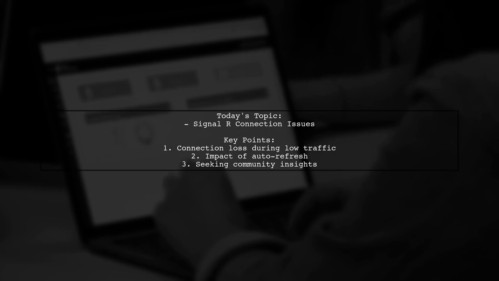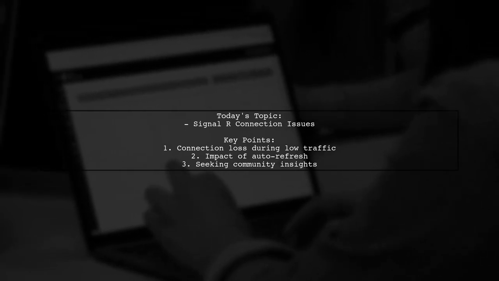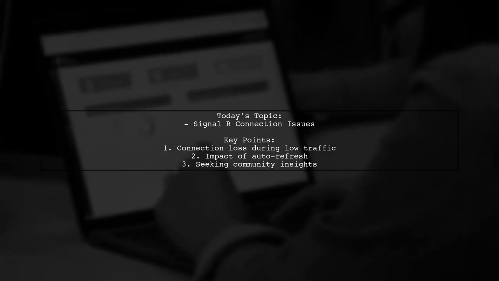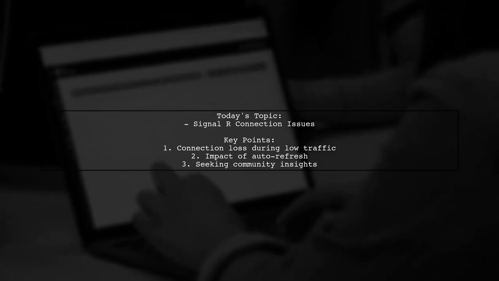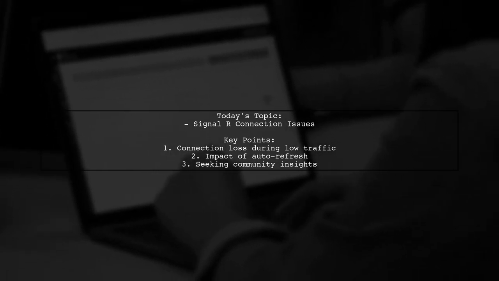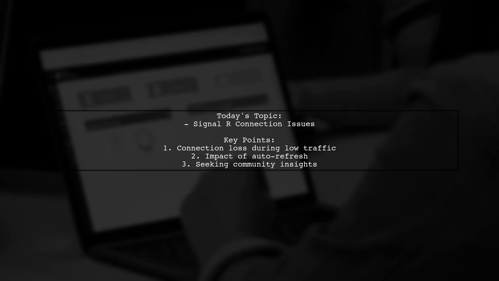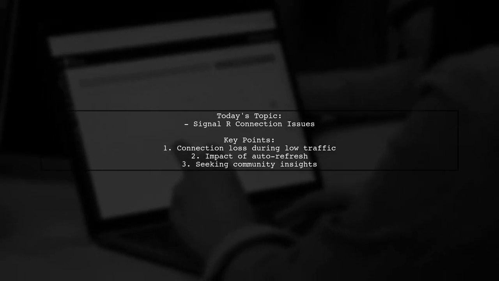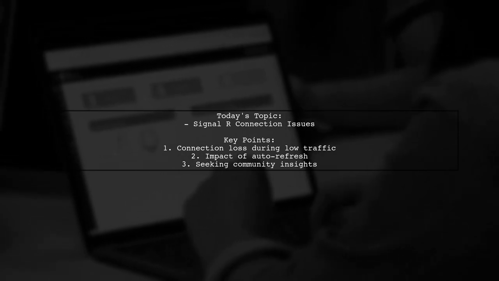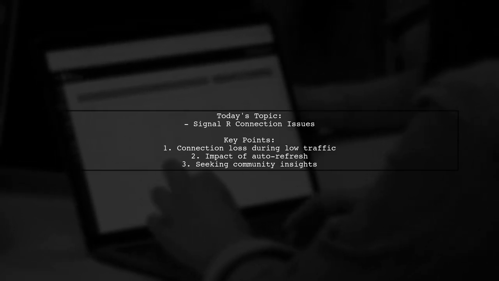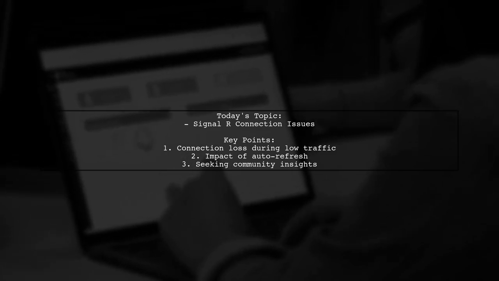Today, we're tackling a perplexing issue that many developers encounter when working with SignalR. Our viewer has raised an intriguing question about connection stability in their real-time web application hosted on Azure. They've noticed that SignalR sometimes loses connection to the hub, and this happens without any clear pattern, even during low traffic periods. They're particularly curious about why this occurs when the traffic is light, despite having a one-minute auto-refresh in place. Have you faced similar challenges with SignalR? Let's explore this together and see if we can uncover some solutions.